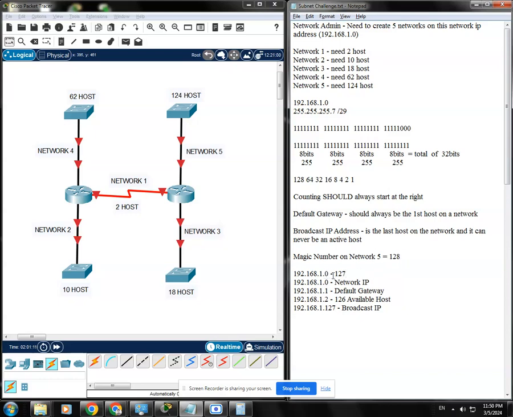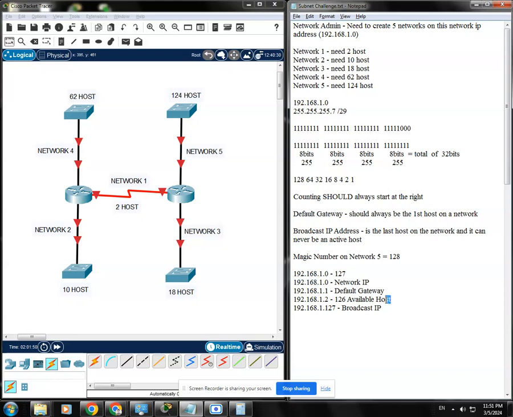So this will be the network IP address, 192.168.1.0, since it's the beginning. It's followed by the default gateway. The default gateway will be the first host on the network. Since this is the network IP address, this will be the first host on this network. And the available hosts that we can use on this network are 192.168.1.2 up to 126.